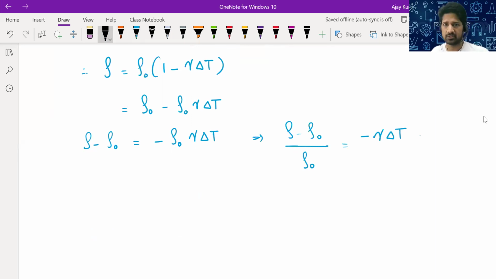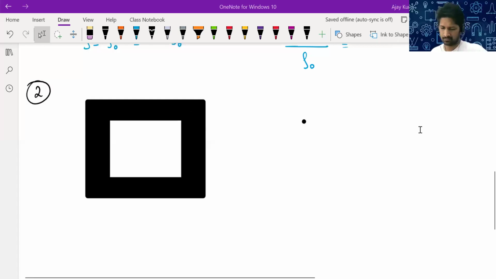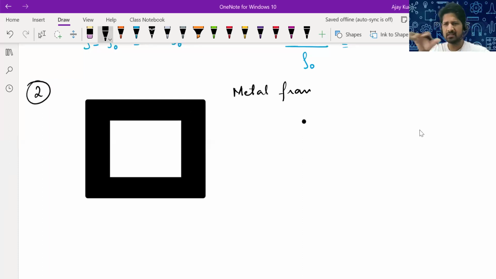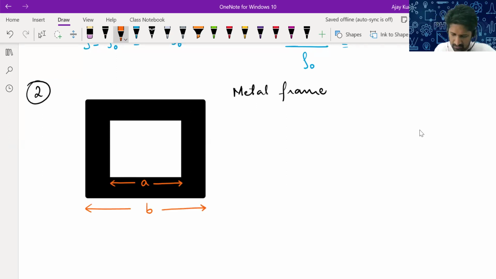Let's consider another situation based on this, based on thermal expansion. Right. Consider a frame like this. Okay. Assume it is a metal frame. So basically a metal sheet which has been cut out in this shape. Okay. Let me mark some dimensions here. Let's say the distance from here to here is A. This is B. The length of the outer is C.